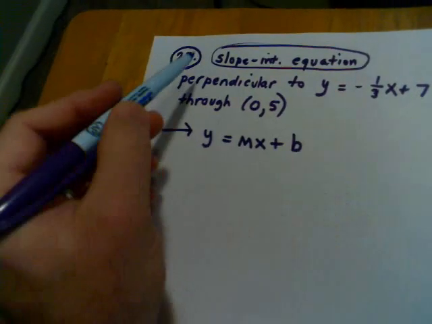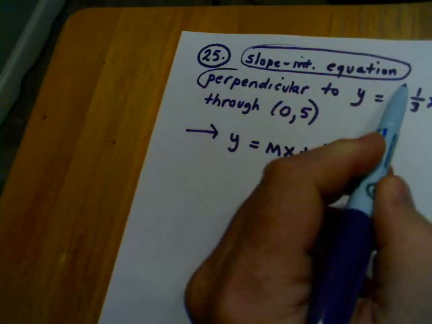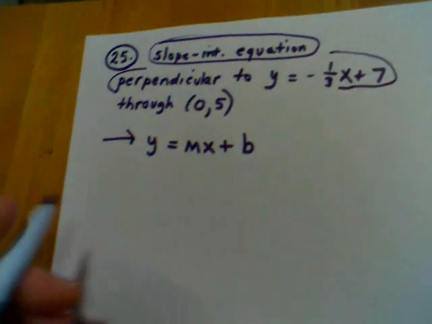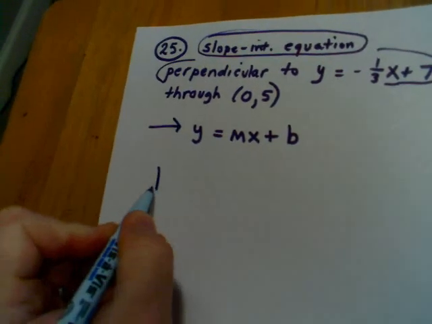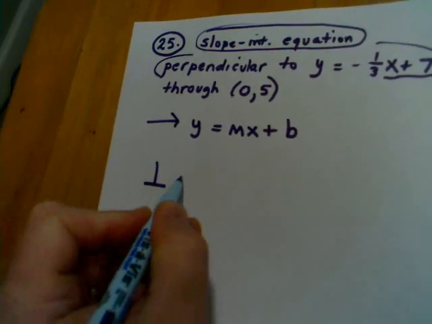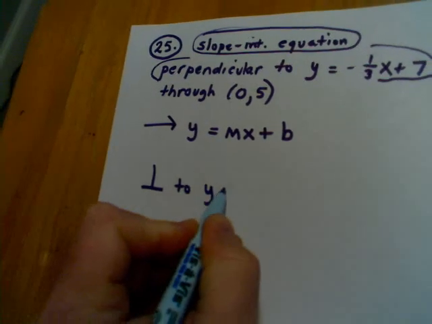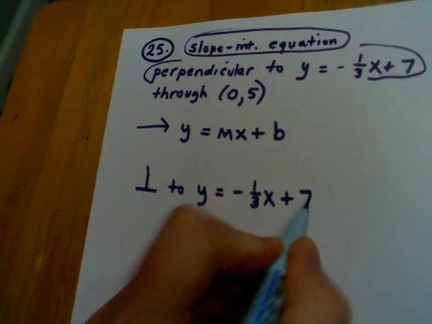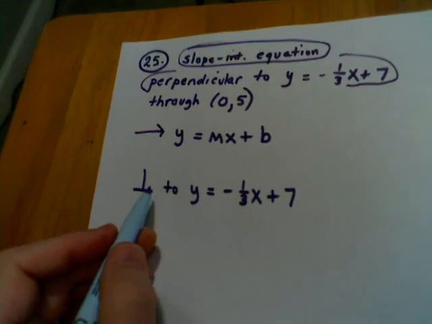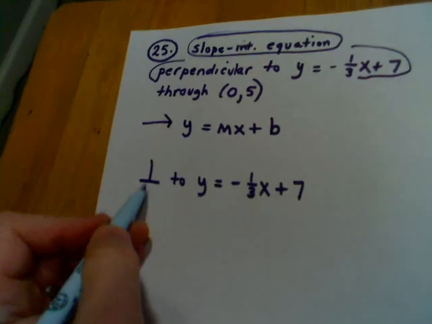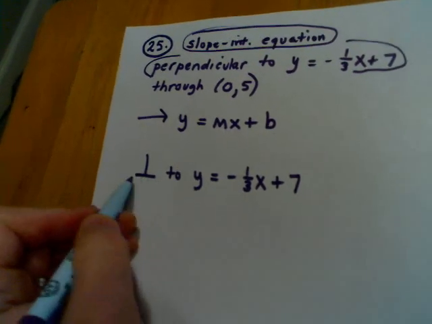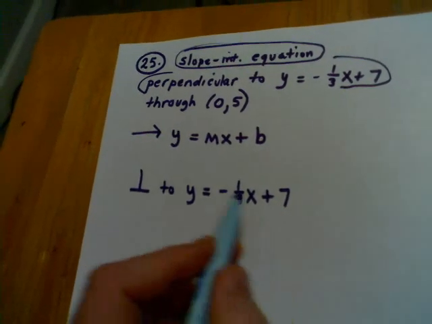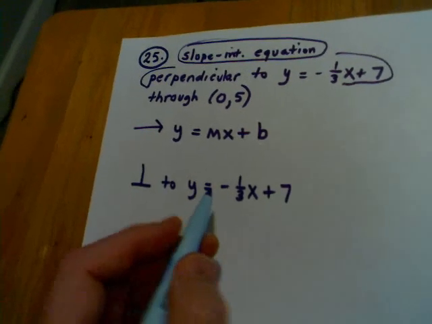Let me take this line right here. The line that I'm looking for is perpendicular to, that's what I mean by this symbol, perpendicular to the line whose equation is y equals negative 1/3 x plus 7. Now, what you need to recall about lines that are perpendicular to each other is that if two lines are perpendicular, their slopes are opposite reciprocals of each other.